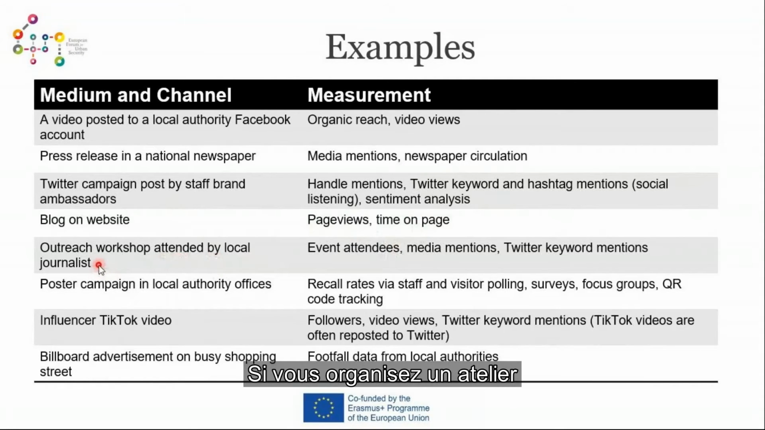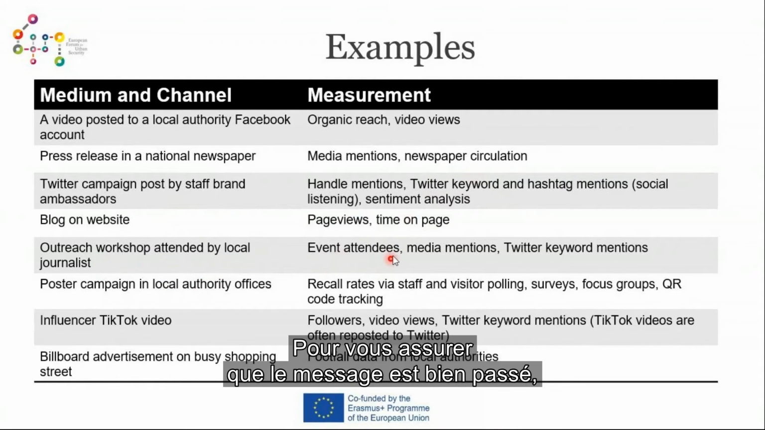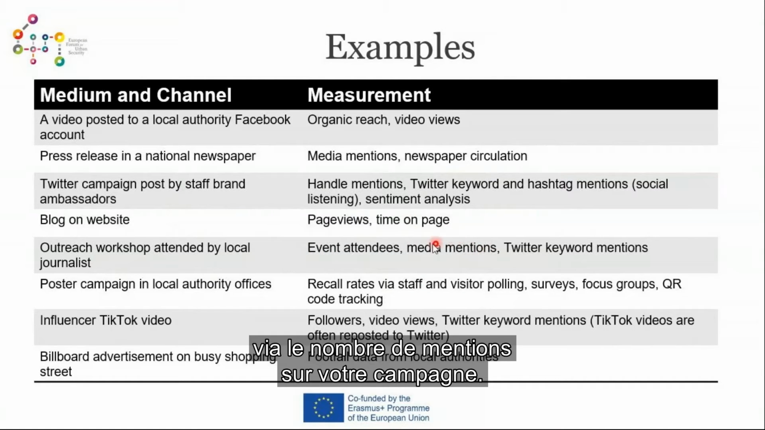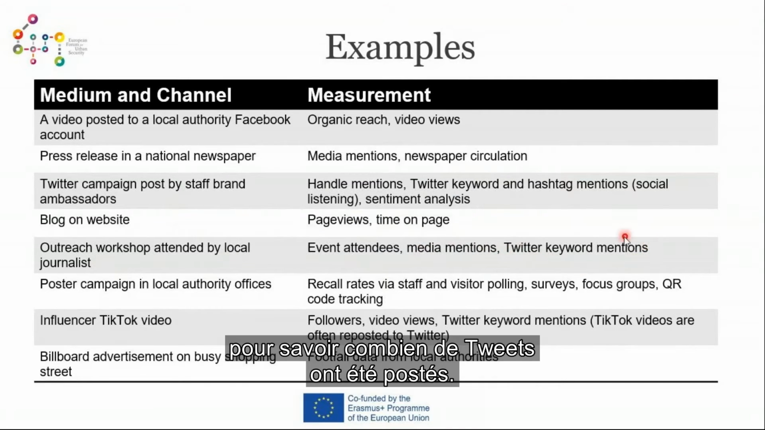dissemination. So if you're hosting an outreach workshop and it's attended by a local journalist, because you've decided that actually a big part of your dissemination will be to engage with the media in the community, then what you may choose to measure is the event attendees, because it's a workshop and you want to make sure that your message got to the people who attended the workshop. You may decide to measure the media mentions, so the number of times your campaign was mentioned in the media. And again, you may decide to look at Twitter keyword mentions, so how many times somebody tweeted about your event.